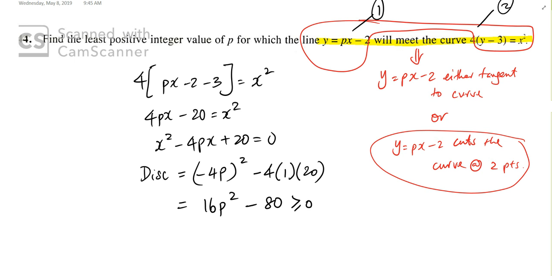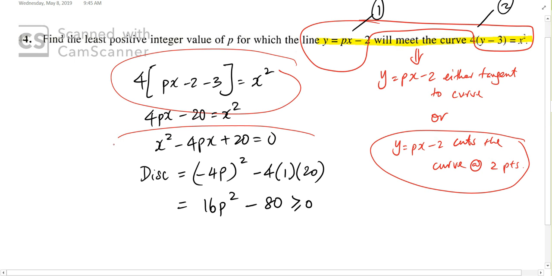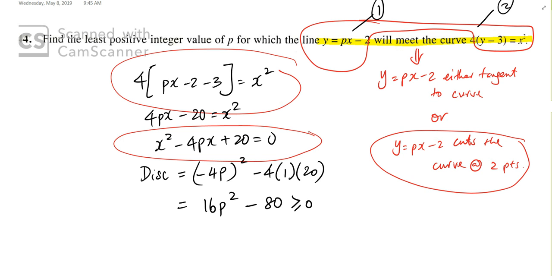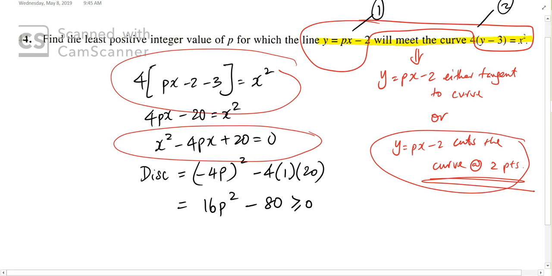So when you do the simultaneous equation, you will end up with a quadratic equation. By solving the quadratic equation, you will be able to get the values of x. But that's not what we're interested in. We're only interested in cutting at 2 points, means the discriminant must be greater than 0. Okay, this is the first part.